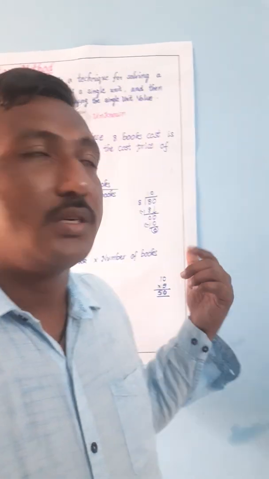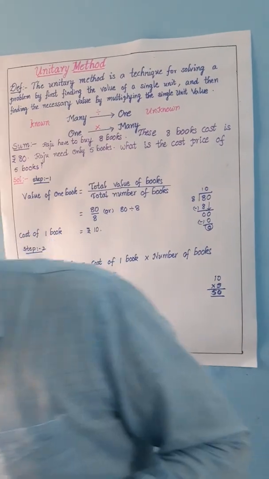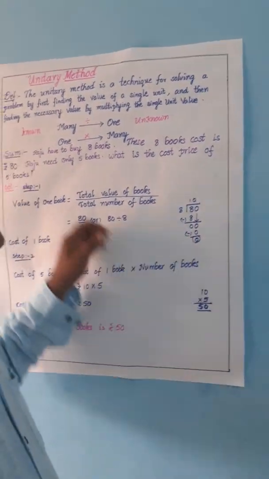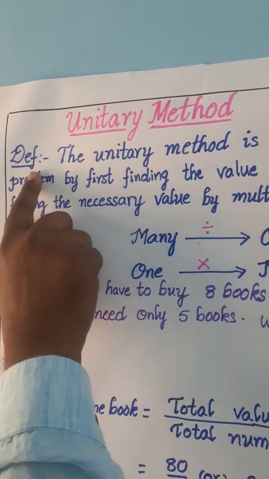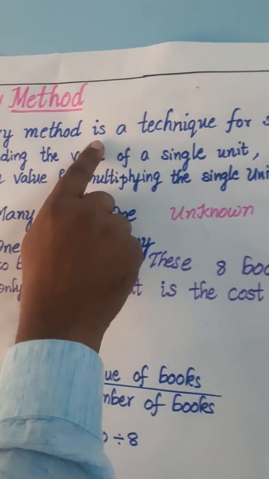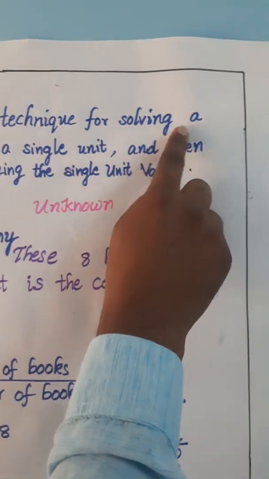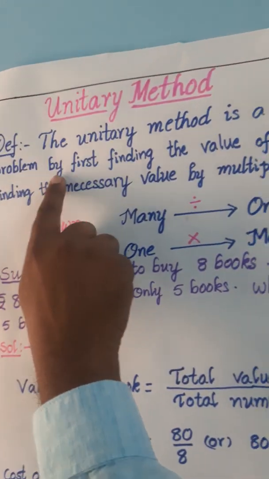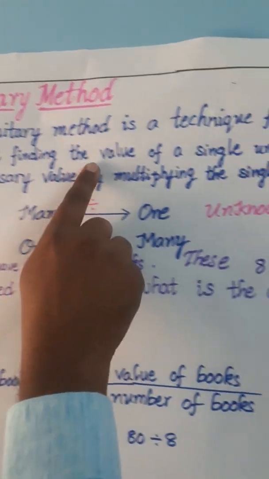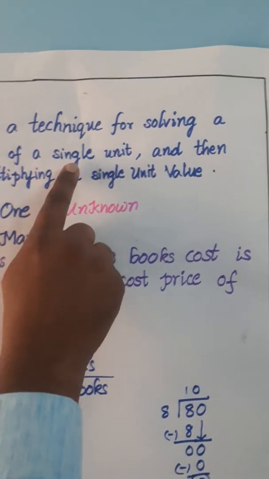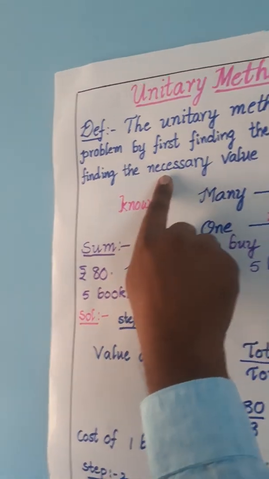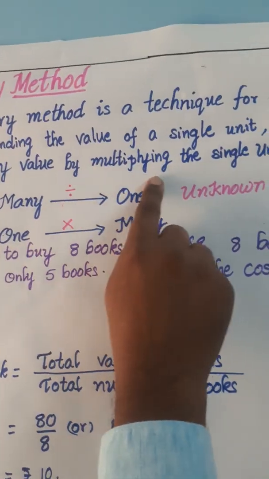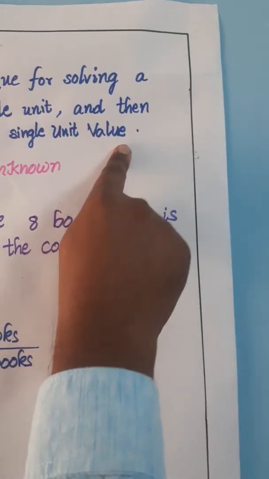Now we are going to discuss a topic, that is the unitary method. Unitary method definition: the unitary method is a technique for solving a problem by first finding the value of a single unit and then finding the necessary value by multiplying the single unit value.